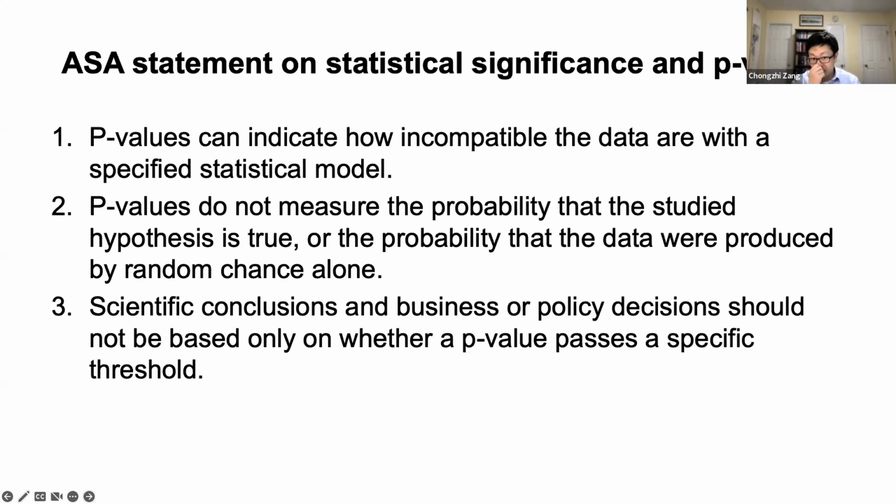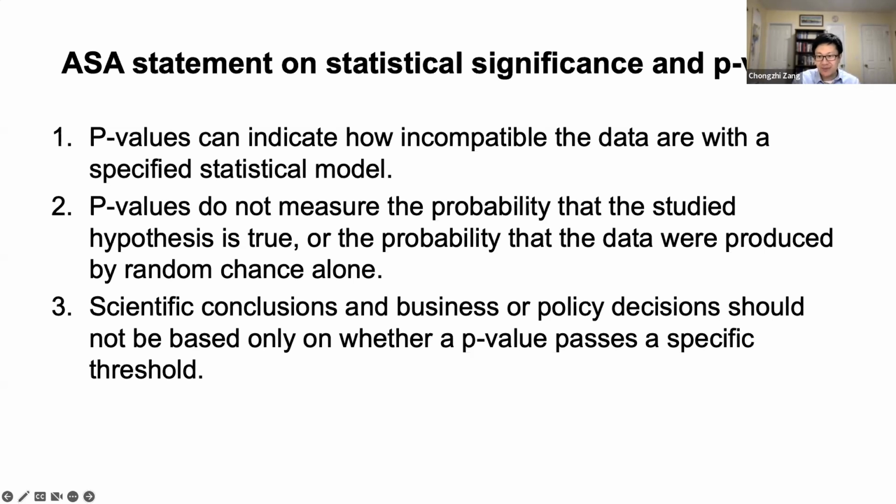So number one, p-values can indicate how incompatible the data are with a specified statistical model. Two, p-values do not measure the probability that the studied hypothesis is true or the probability that the data were produced by random chance alone. Number three, scientific conclusions and business or policy decisions should not be based only on whether a p-value passes a specific threshold. Right?